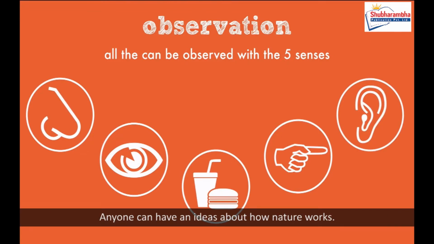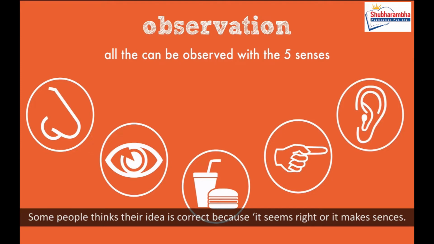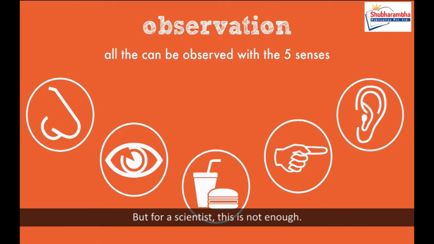Anyone can have an idea about how nature works. Some people think their idea is correct because it seems right or it makes sense. But for a scientist, this is not enough. The scientist will test the idea in the real world. An idea that predicts how the world works is called a hypothesis.